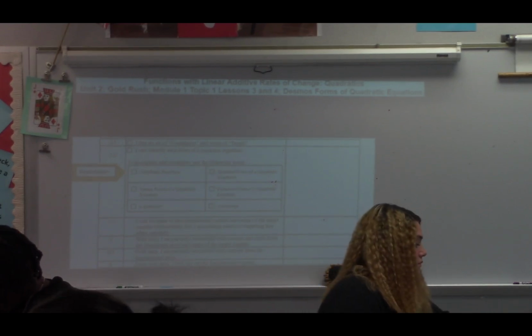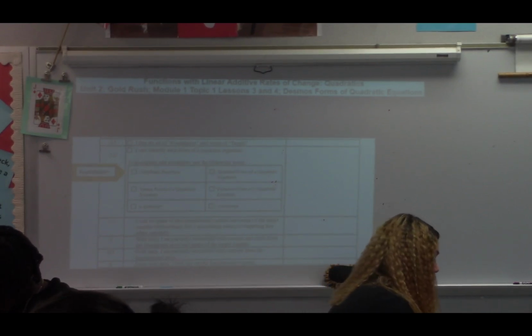Corey to split the pages. That's what you needed, was the equations, right?